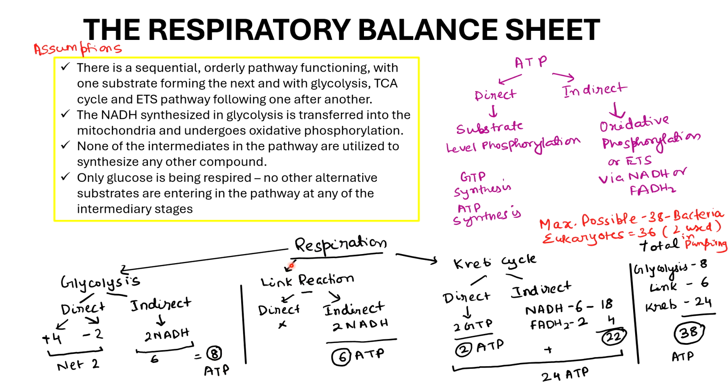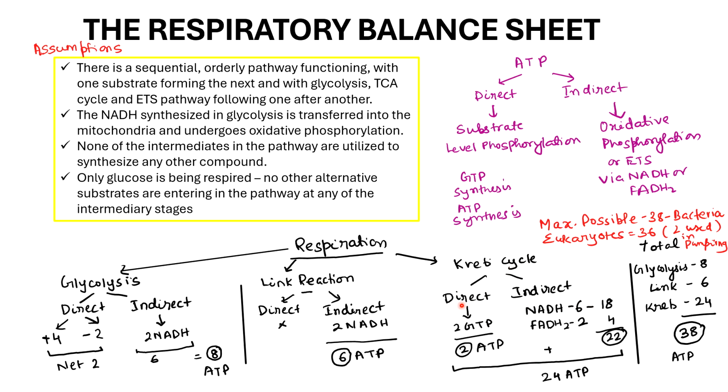Now check the link reaction. In link reaction we don't get any direct ATPs, we just get 2 NADH. Remember, 1 NADH per pyruvate. So 2 NADH for 2 pyruvates or for a single glucose molecule. So 2 NADH means 2 cross 3 or 6 ATPs. Now check the Krebs cycle. We have already discussed it, but again we will just quickly revise it.